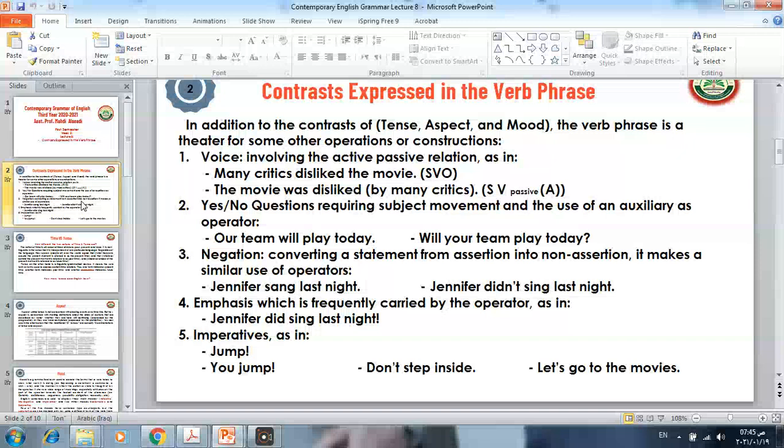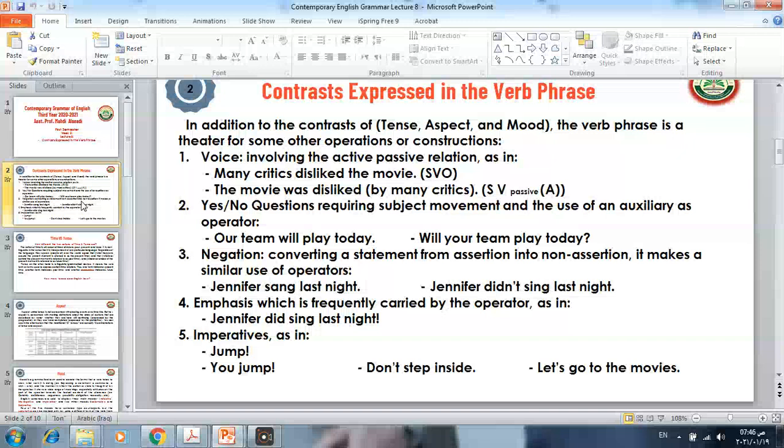First, voice, involving the active passive relationship, as in many critics disliked the movie and the movie was disliked by many critics. So if you look at this kind of operation that takes place on the verb phrase, you will realize that when we change the sentence from the active voice into the passive voice, this involves a change in the structural pattern of the sentence.